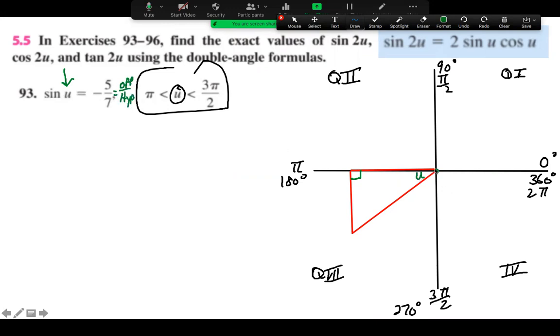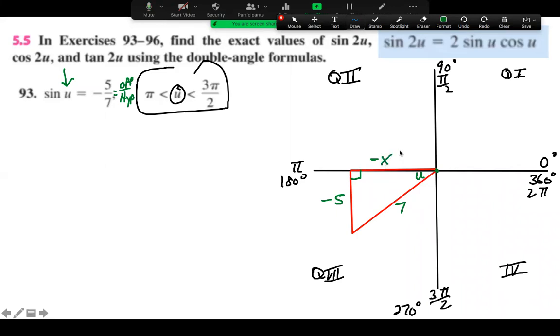So from u here at the origin, the opposite would be -5. The hypotenuse is 7. We don't know the adjacent leg, which rests on the x-axis, but I do know that it's negative because we're in quadrant 3. So again, from the origin, you'd be walking to the left, which is negative, and walking down, which is negative. So both legs are negative. The hypotenuse, by definition, is always positive. So how do we find this missing x leg right here?